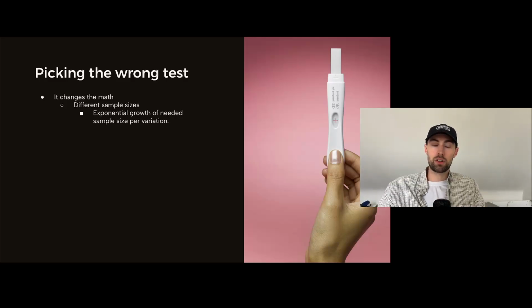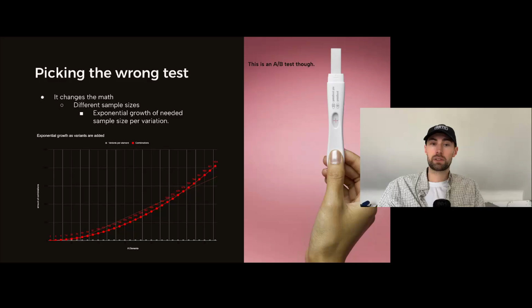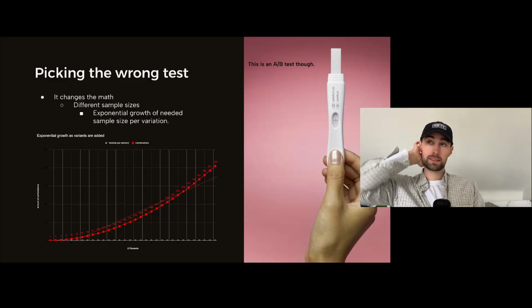This is really important also because the more variations you add, so the more elements you're testing in your multivariate tests, the harder it becomes to have significant results. Yeah, it goes exponentially like this. Let's say you add 5 different variants, you will have more than 25 combinations. So it's really important. By the way, a pregnancy test is an A/B test.